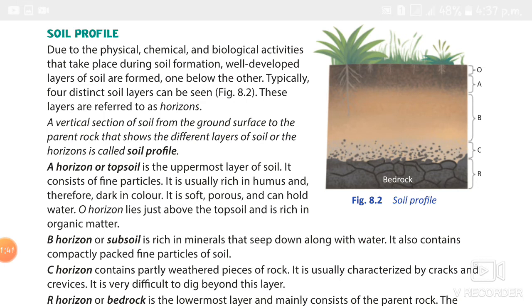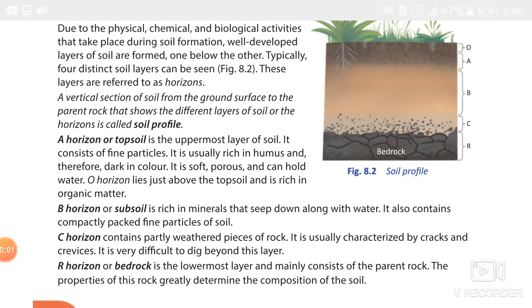That is also known as topsoil. So this is the uppermost layer of the soil. This layer is made up of sand, silt, clay, pebbles. This layer is rich in humus because the dead organic matter is present in the soil. And also it is fertile and supports plants. So we depend on horizon A to grow crops. It is dark in color and it is soft and has a lot of pores, so it can hold water.